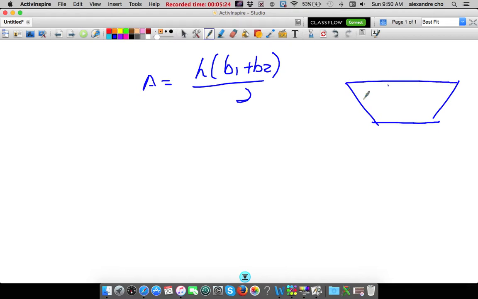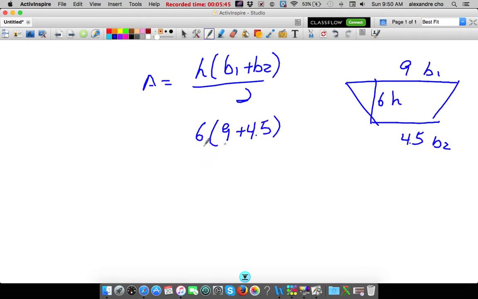Okay, so on your sheet, this was your 6. Let's just put a height over there. 4.5 and the top was 9. So I don't care which one you call B1 or B2, that doesn't matter. Substitute. Height is 6. Inside we have B1 plus B2, so 9 plus 4.5.